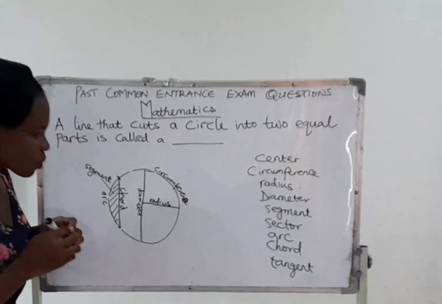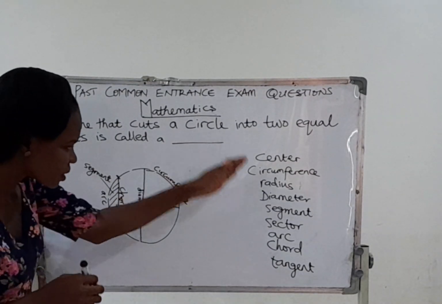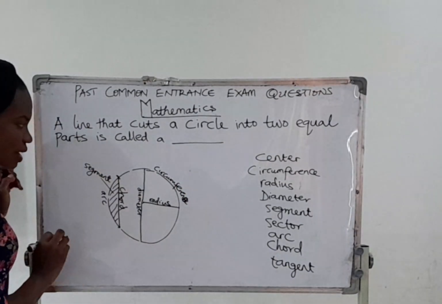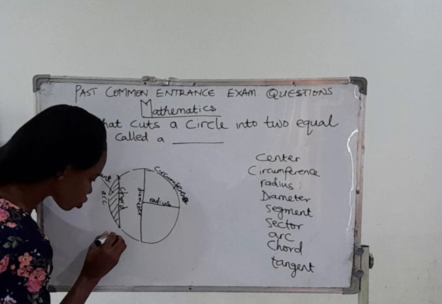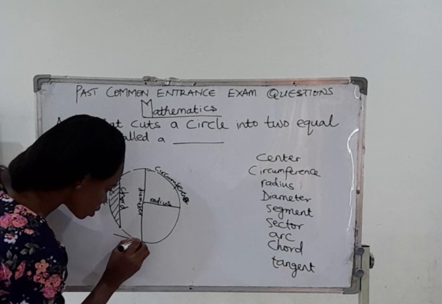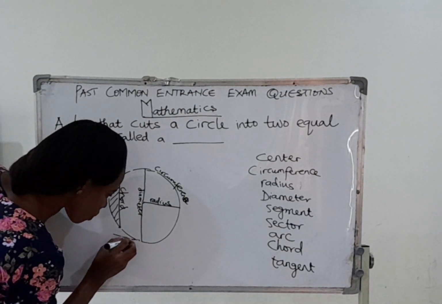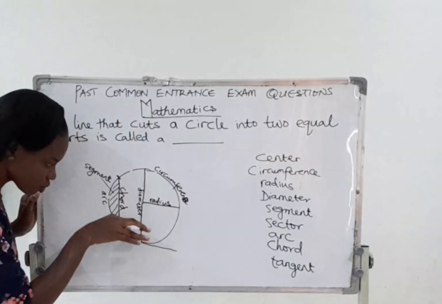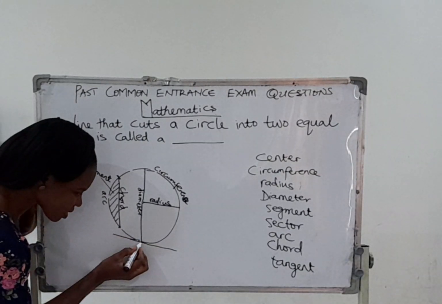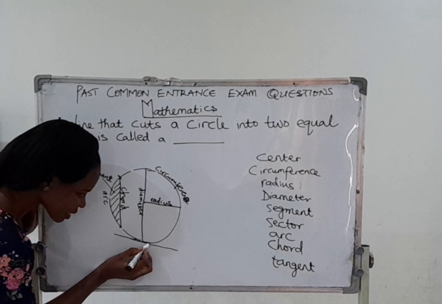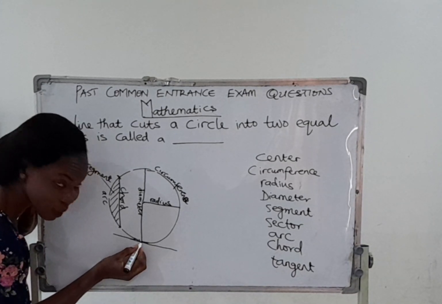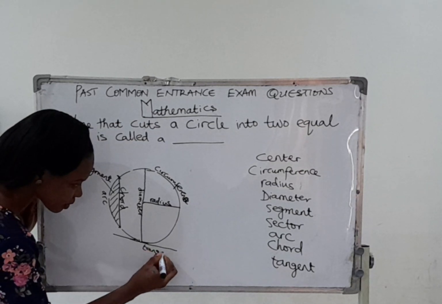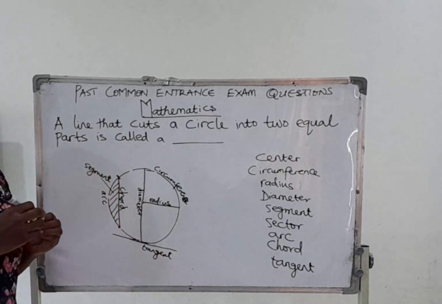Then the next thing we look at is, I think we have basically explained all this. Tangent. Tangent of a circle simply means any line that touches the circumference of a circle at a point. The line is always outside the circle, but it touches the circle at a point. See the point where it touches. So this line is called a tangent of the circle. Is that clear?